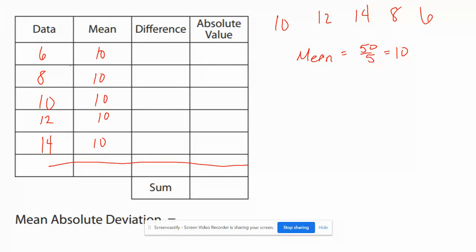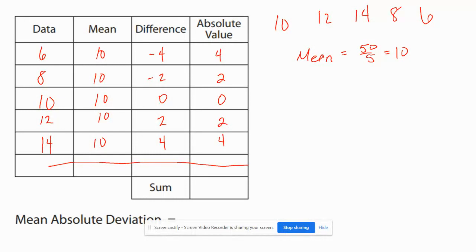All right, the difference. So the difference here, 6 minus 10 is negative 4. 8 minus 10 is negative 2. 10 minus 10 is 0. 12 minus 10 is 2. And 14 minus 10 is 4. Now, the absolute value is just taking the symbol away. So how many units am I away from 0? 4, right? Absolute value of negative 4 is 4. Absolute value of negative 2 is 2. This would just be 0. And this would just be 2 and 4.